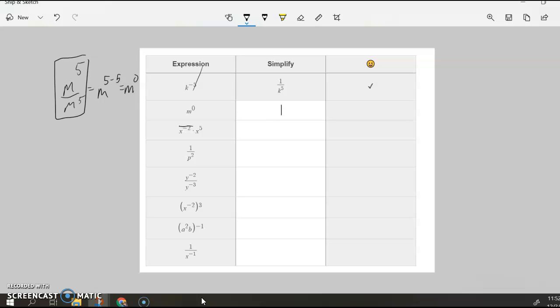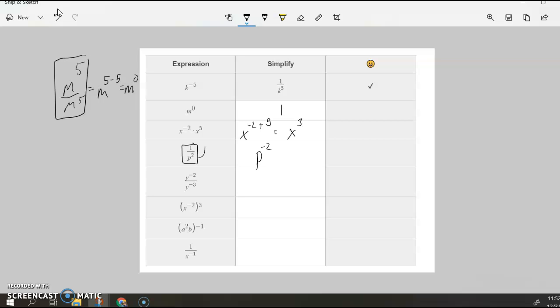This second one, just because there's a negative number there, doesn't mean that we can't use our product property. x to the negative 2 times x to the 5th. We can add the exponents, so negative 2 plus 5. If I have negative 2 and I move to the positive side 5 spots, I'm at x to the 3rd. This one, it wants us to say, well, what could this be as a negative exponent? So 1 over p squared is the same as saying p to the negative 2.